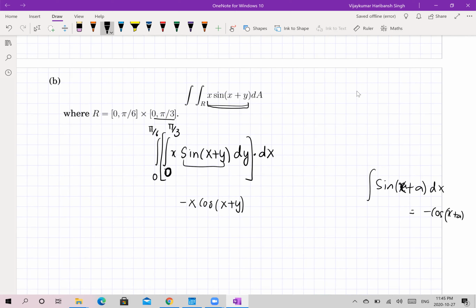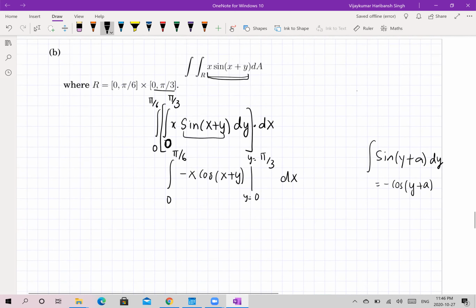So let me change this so that there's no spot for confusion. Integration of sine of y plus a dy is equal to minus cosine of y plus a, right? So same thing here as well. Here x is a constant, right? And then the limits of integration are 0 to pi by 3, and then we have the integral dx. Now this limit of integration is for y, so if you want you can write it as y going from 0 to this.